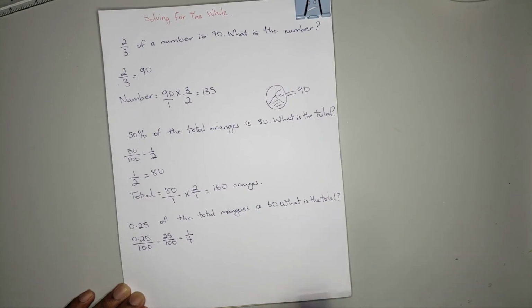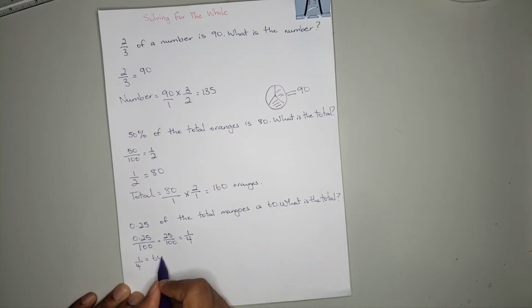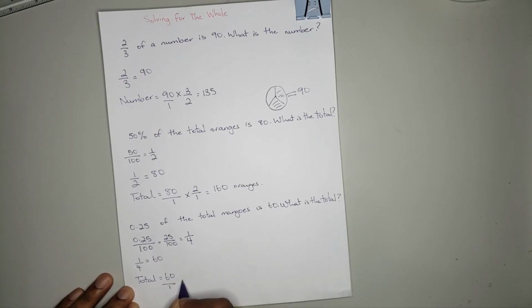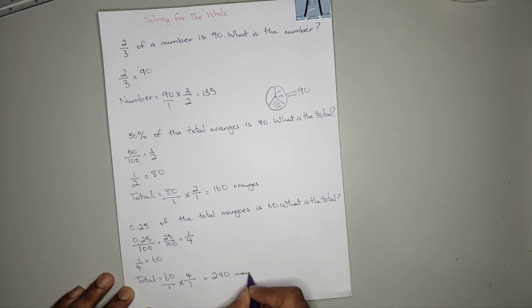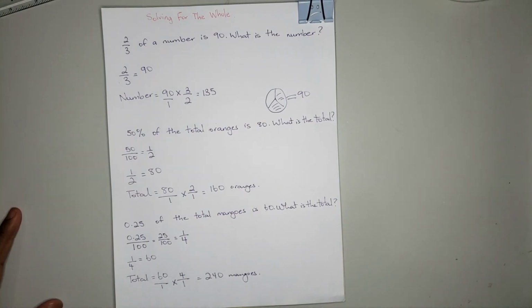What is the total? So we realize now the quantity 1/4 is equal to, it is equal to 60 mangoes. So therefore to calculate the total, easy thing again, you take this quantity given and multiply it by the invert of the fraction. The fraction here is 1/4, so it will be 4/1. So it is 240 mangoes. And that is how to do solving for the whole, or calculating the total.